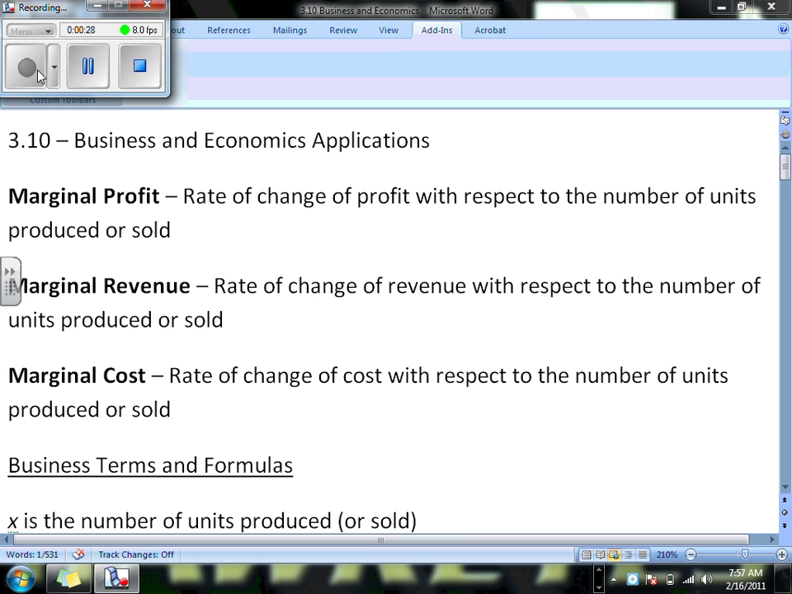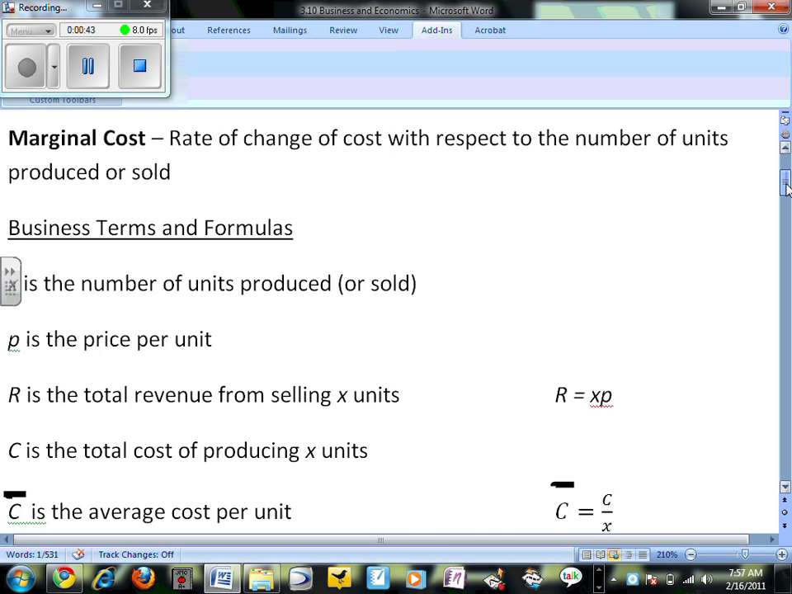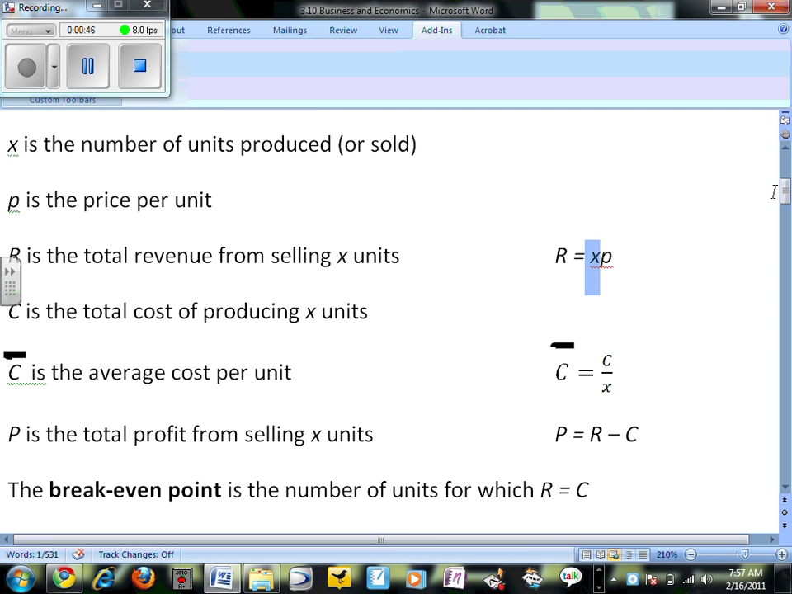Marginal revenue, how much revenue we'll make for producing one extra or selling one extra unit. And marginal cost, how much it's going to cost us to produce one additional unit as well. Business terms and formulas that we need to know. X is the number of units produced or sold. P is the price per unit. A capital R is the total revenue from selling X units. The revenue would be then R equals X times P. So the number of units that we sell times its price gives us our revenue.